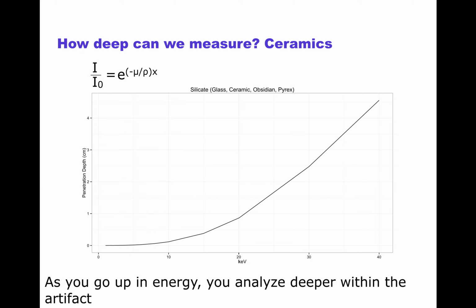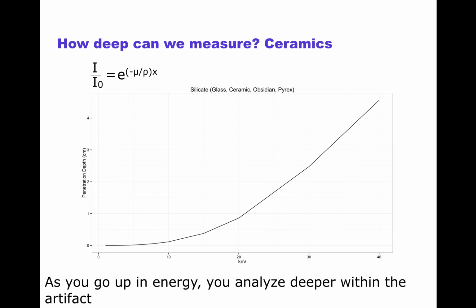The reason for this is depth of measurement. Up in the upper right, you can see an equation, I over I0 equals e raised to negative mu over rho times x. In this case, I represents the photons returning from your sample of a given energy. I0 represents the initial quantity of those photons sent in. Negative mu over rho is the mass attenuation coefficient in a given matrix, and x is the density of that matrix. You can look up negative mu over rho at nist.gov for multiple sample types.